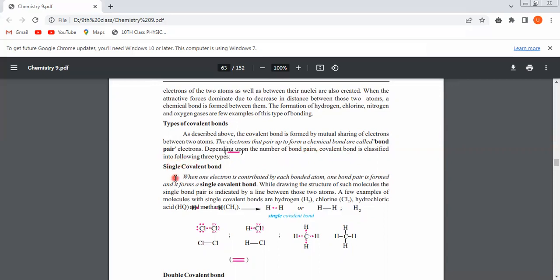Single covalent bond: when one electron is contributed by each bonded atom, one bond pair is formed and it forms a single covalent bond. While drawing the structure of such molecules, the single bond pair is indicated by a line between those two atoms. A few examples of molecules with a single covalent bond are hydrogen H2, chlorine Cl2, hydrochloric acid HCl, and methane CH4.